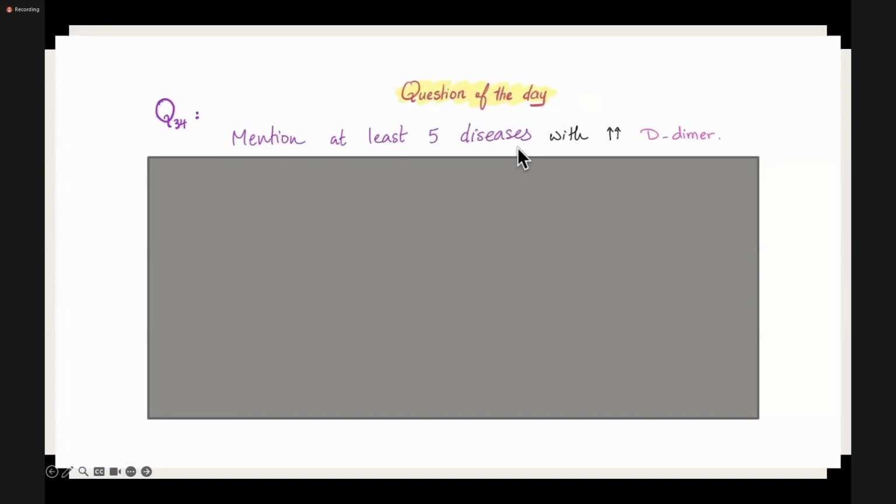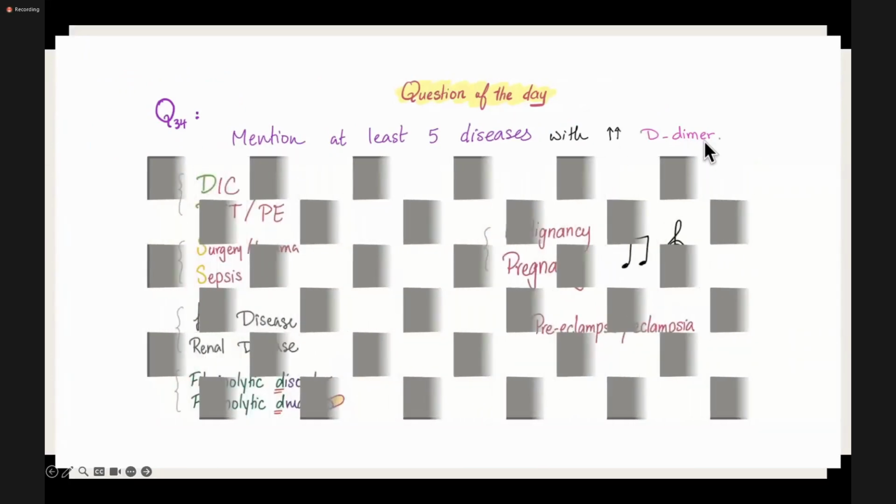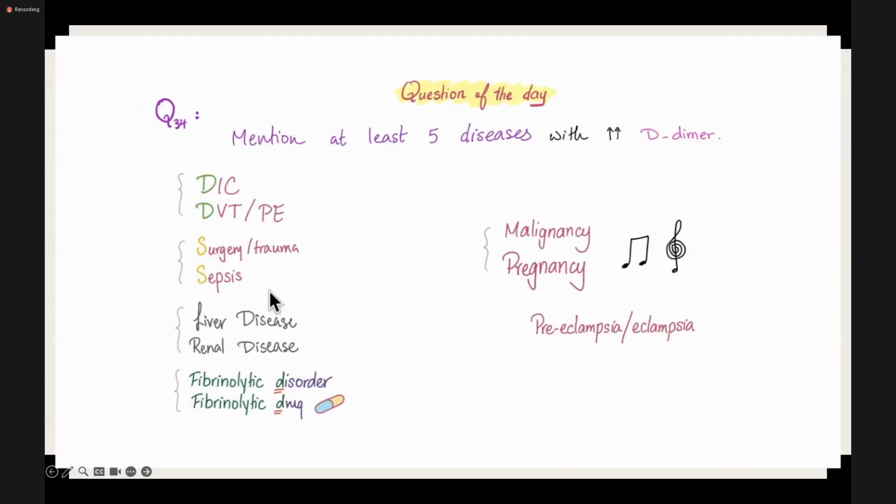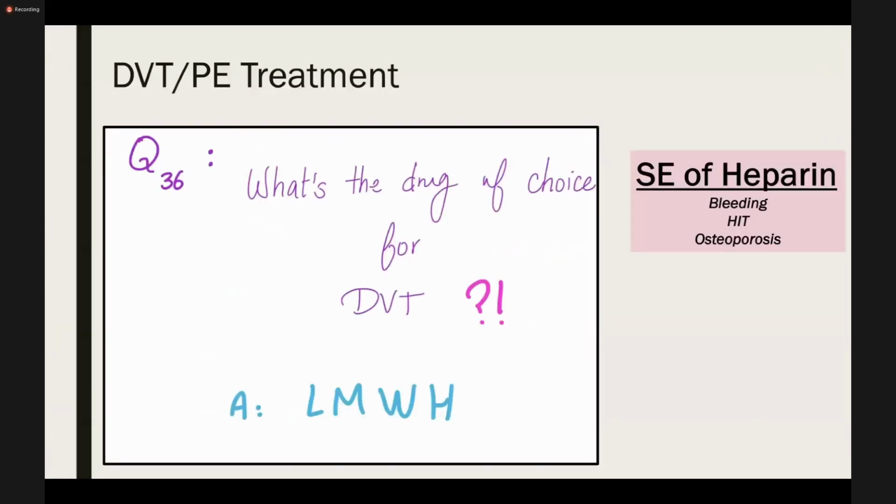Mention at least 5 diseases with increased D-dimers. Anyone? Just remember, I am clotted. I am clotted, thrombosis. That will give it away. What is the drug of choice for DVT? Low molecular weight heparin, right?